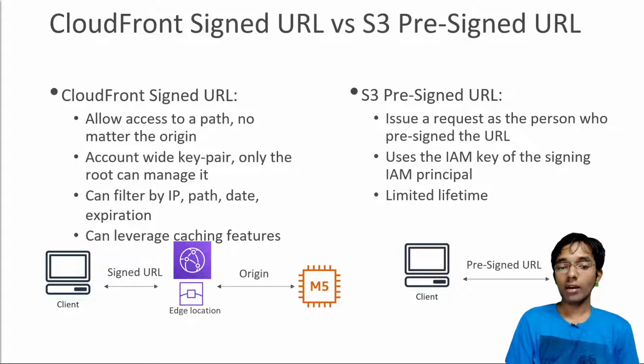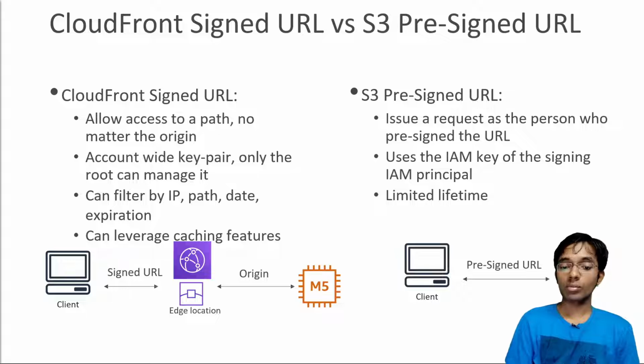So you have an account-wide key pair that only the root can manage, and only that can create signed URLs. And you can filter by IP and path. You can have a date and an expiration on your signed URL or your signed cookie. You can also leverage the caching features of CloudFront. That means that if two people request the same signed URL, CloudFront doesn't go back and fetch the file from S3. It already knows it's cached, so it's perfect.